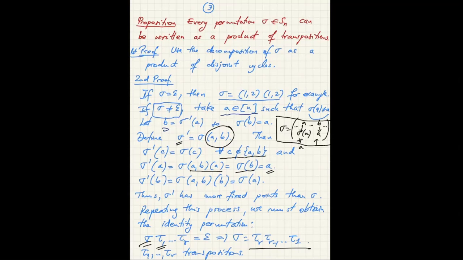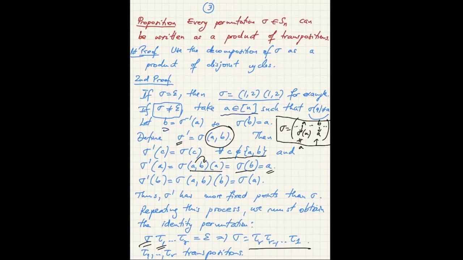And then what does sigma prime do to A? Well, our intuition says that it should map A to A. But if you work it out using this formula, you have that sigma prime of A is sigma composed of the transposition AB applied to A. And the first thing the transposition does here is send A to B. So we have sigma of B, and we know that sigma of B equals A. And similarly, sigma prime of B is going to equal sigma of A.